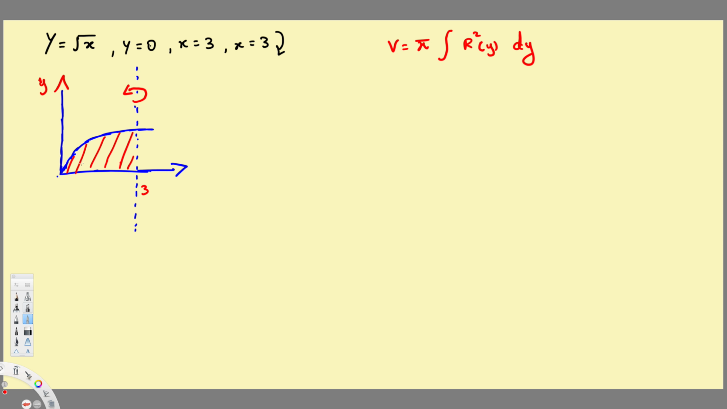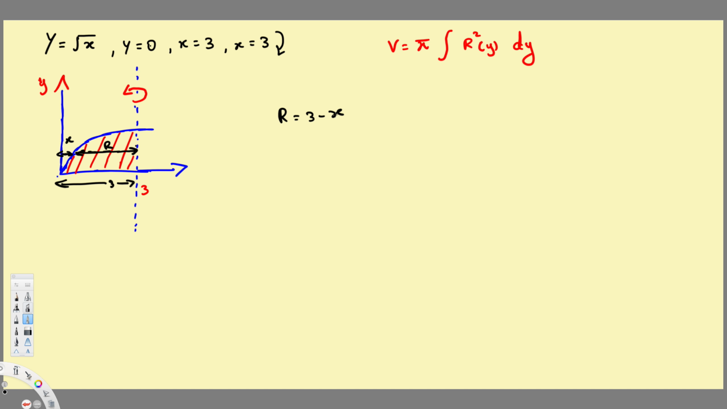Radius is the main thing we have to find. The radius is basically the distance between the rotating axis and this curve. This is going to be the r, and this distance is called x. We know this total distance is 3, so 3 minus x is going to be this region. That's going to be the radius. So r equals 3 minus x, but we have to write this in terms of y because this is rotating parallel to the y-axis.